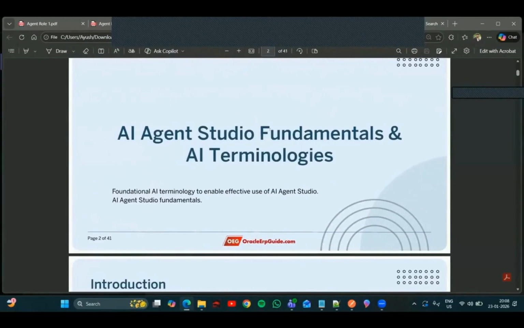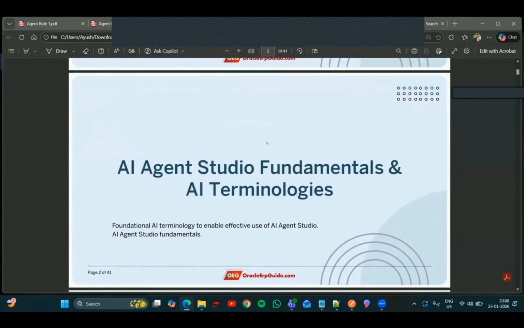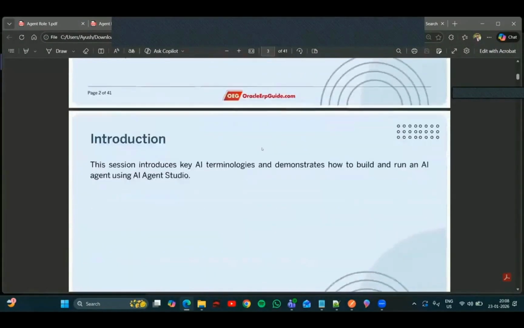So let's start with AI terms and terminologies. These terms would help you understand the basic terminologies that are behind AI. That would be very much helpful in understanding AI Agent Studio. It would be helpful in communicating to your developers or other persons that are working in AI Agent Studio. So let's just start with that.